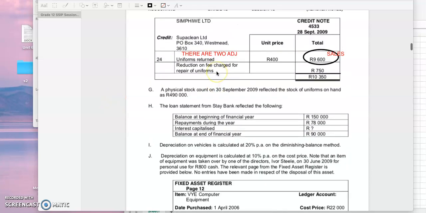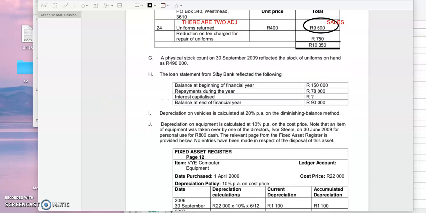Cool. So we are now looking at G, which is about a physical stock count. When we have a physical stock count, we will either have a trading stock surplus or a trading stock deficit. A surplus means we have extra trading stock. A deficit means we underprovided, so we have less than what we thought.